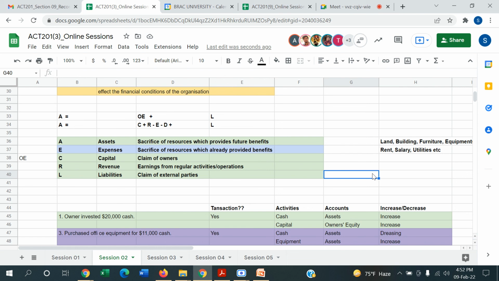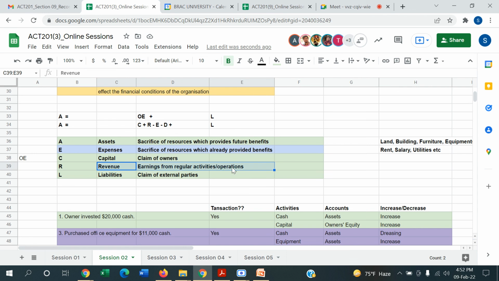Now, if you ask me why revenue is not an asset, basically these two are different things. Whatever you have gained or earned from your regular operations will be considered as revenue.